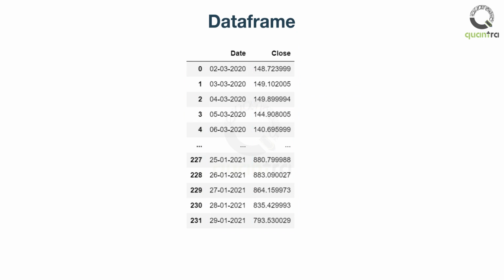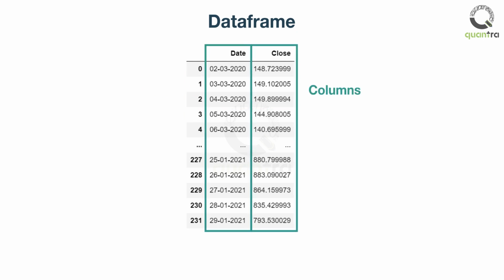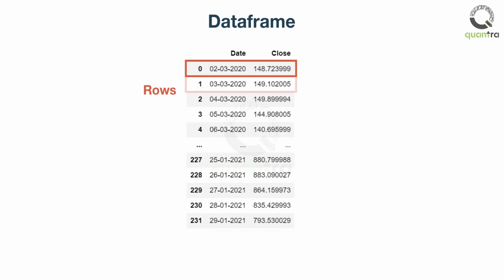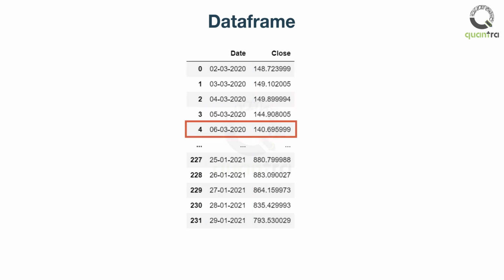In our example, the columns are the date and the close price. The row represents the close price for each day. You can see that row 4 contains the closing price for the 6th of March, 2020.